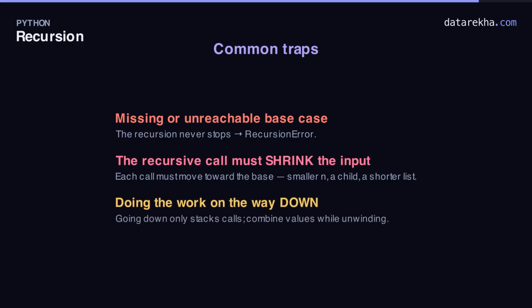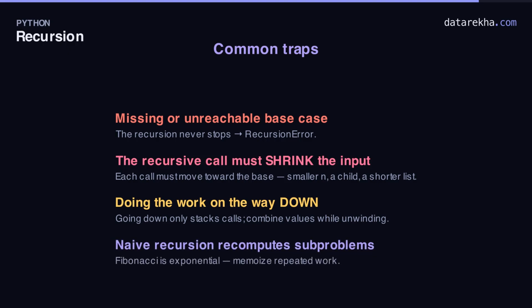Trap 3. Trying to compute as you descend. Going down only creates calls. The adding and multiplying must use the returned values on the way back up, or you double count and miss branches. And trap 4. Naive recursion can redo the same subproblem endlessly, like Fibonacci. When you see the same call in the tree twice, reach for memoization.